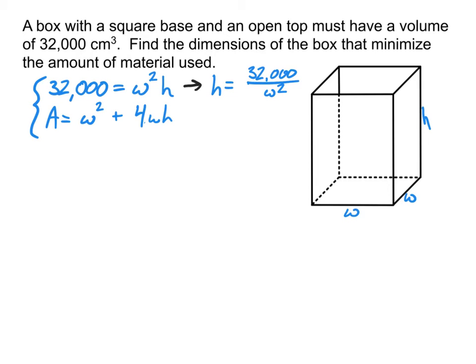Now we're going to make our lives easier here if we solve it for H. So I divided both sides in that original equation by W squared, and then I'm going to take that and substitute it in for H in the other equation. Now when you plug it in though, notice we can simplify. We can actually simplify two different things. We can do the 4 times the 32,000, but notice we also have a W here that's going to cancel with the W there. Do that simplification and combining before you go and start taking the derivative. It's going to make your life a lot easier.